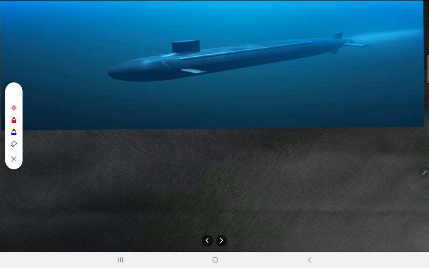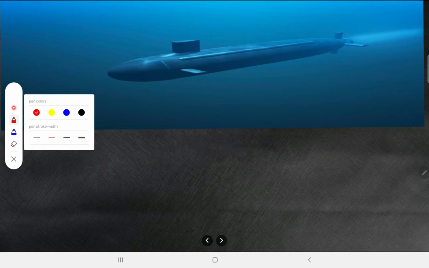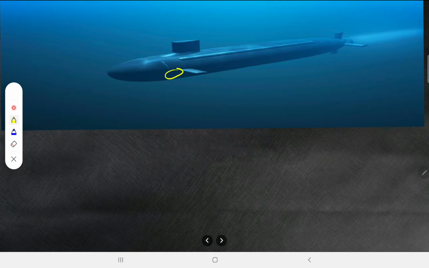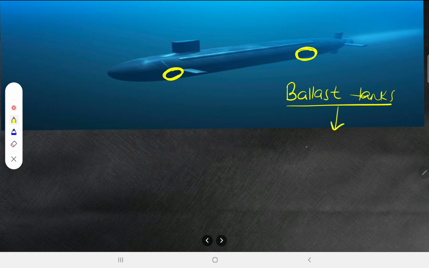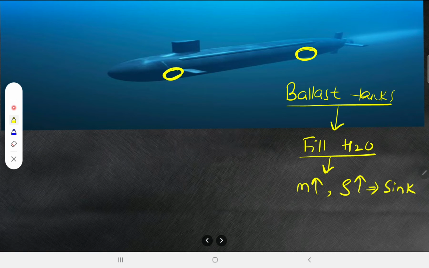All right, look at this. These submarines will have two tanks, one in the front and another in the back. These tanks are called ballast tanks. Now if you fill water in the ballast tanks, what will happen? The mass of that submarine will increase. If mass is increasing, density will increase. When density becomes more than the density of water, it is going to sink. Submerge. Sink as in it won't get destroyed.